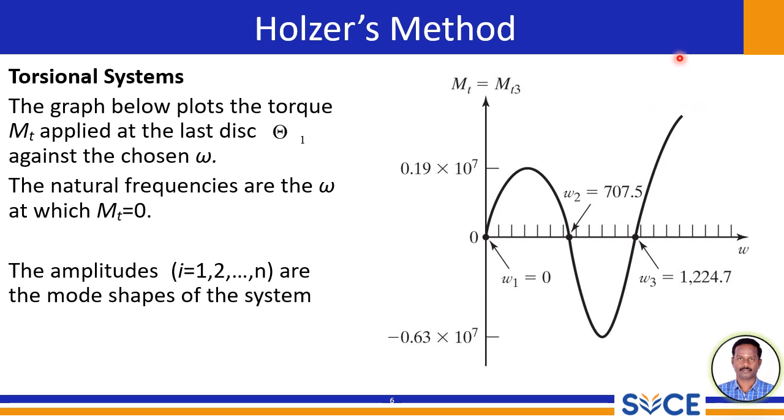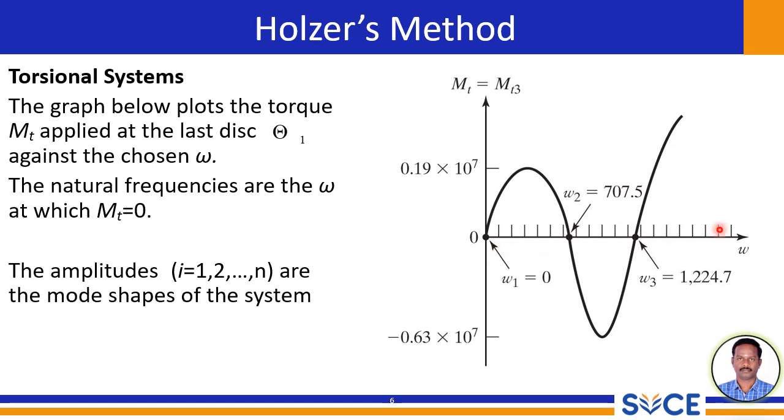Here, this graph illustrates how we can plot the natural frequency of the torsional system using our Holzer method. On the vertical axis we have the torque which is going to be applied at the last disk in our 3-disk system, so MT equals MT3. This torque is plotted against the chosen angular frequency on the horizontal axis.